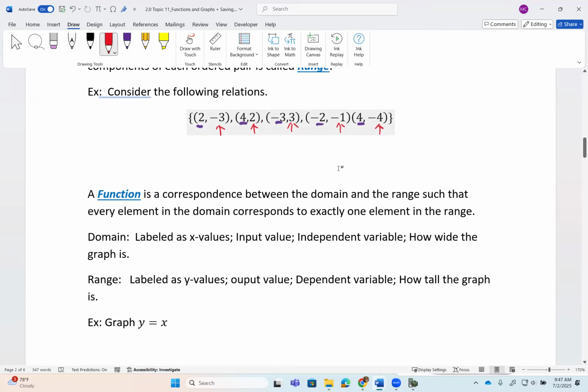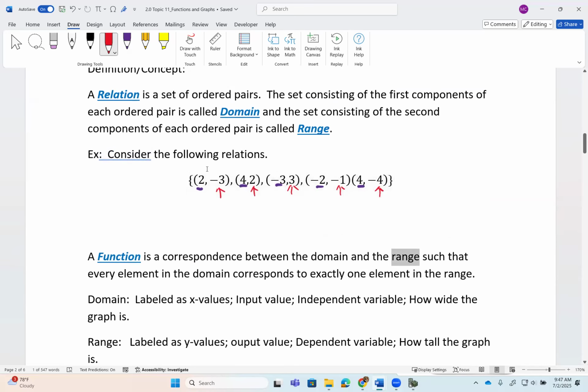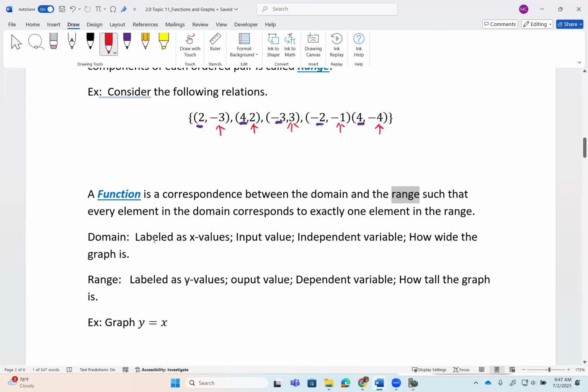So there are a couple of words in here that we don't quite know. What exactly is a domain? What exactly is a range, right? Domain, like up here, the first component in each ordered pair is called the domain. So that means domain is labeled as x values. We also call the x values the input value or independent variable. In terms of looking at a graph, domain refers to how wide the graph is from left to right.